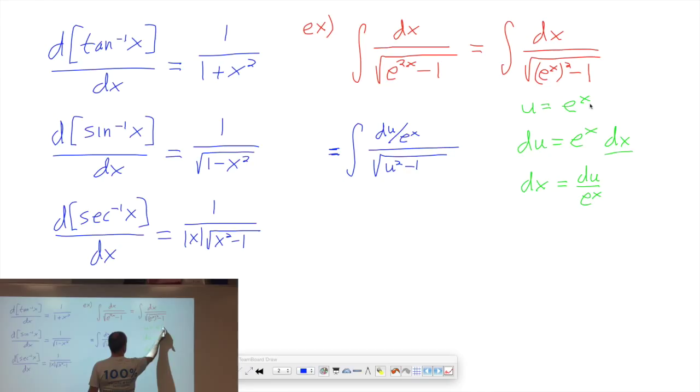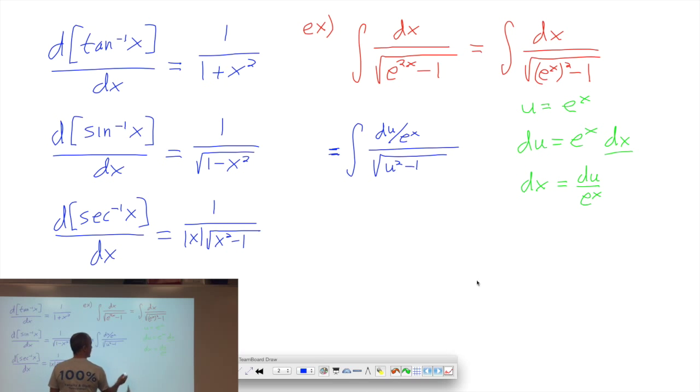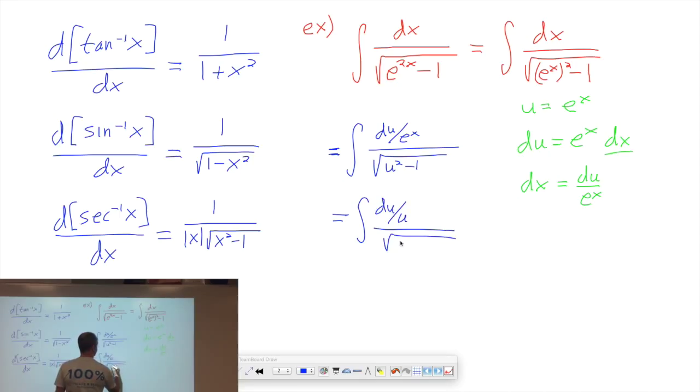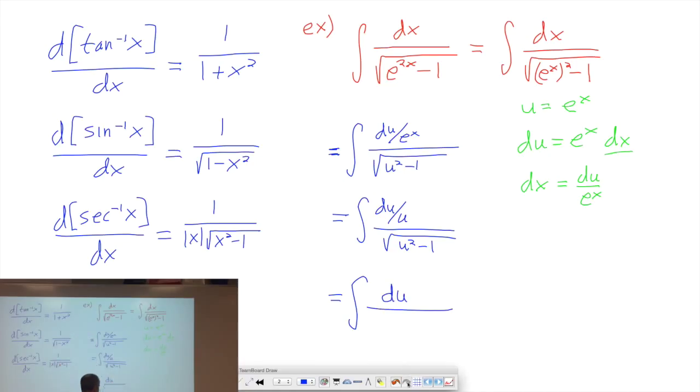u was equal to e to the x. So wait a minute, I can take this e to the x and substitute it in, switch it out. If e to the x and u are the same thing, then this integral becomes du over u divided by u squared minus 1, which can be rewritten as du on the top. Dividing by something in the numerator is really the same as multiplying by something in the denominator.